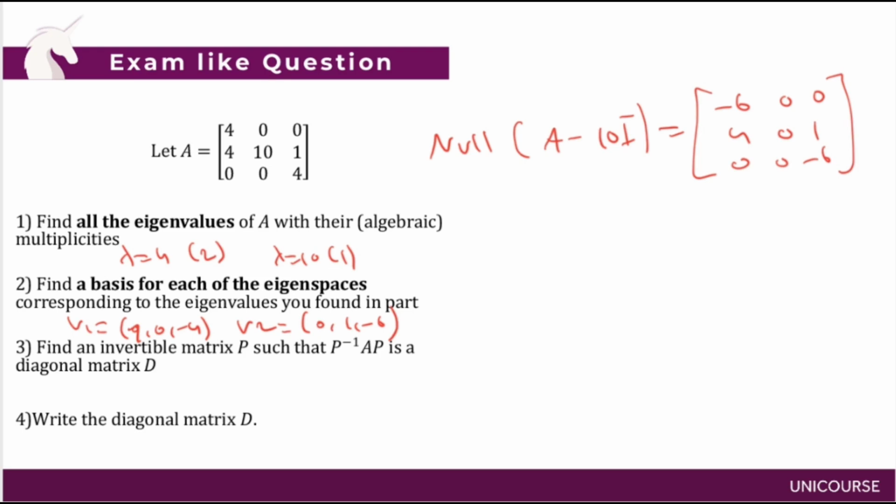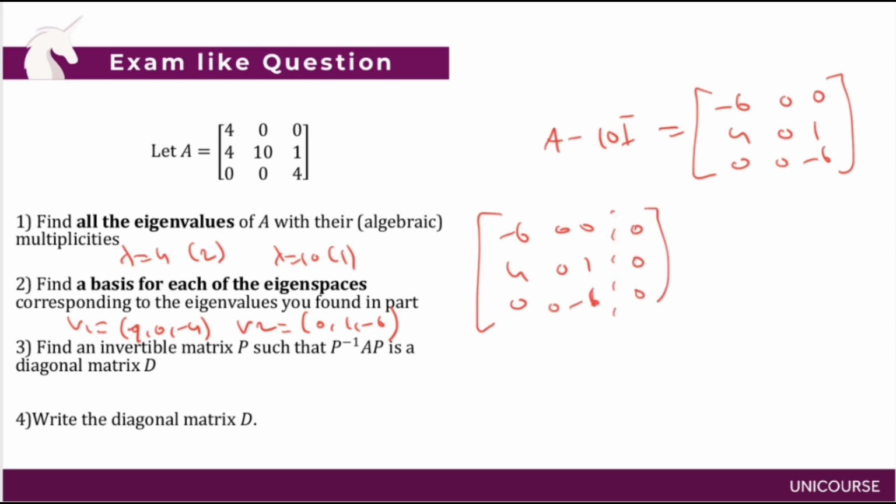Now we look at the null space of this matrix. So this matrix is A minus 10 times the identity, and to find its null space, I'll use the augmented matrix method. I write the matrix exactly as it is: minus 6, 0, 0 in the first row, 4, 0, 1 in the second, 0, 0, minus 6 in the third, and on the right side of the bar, I put 0, 0, 0.